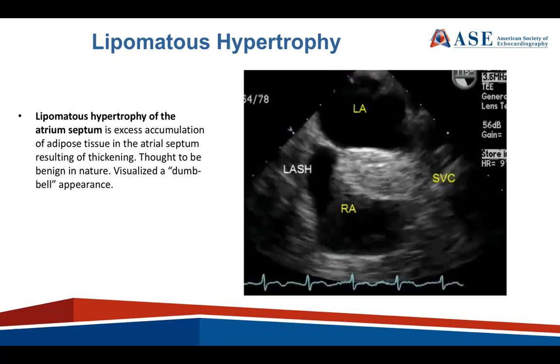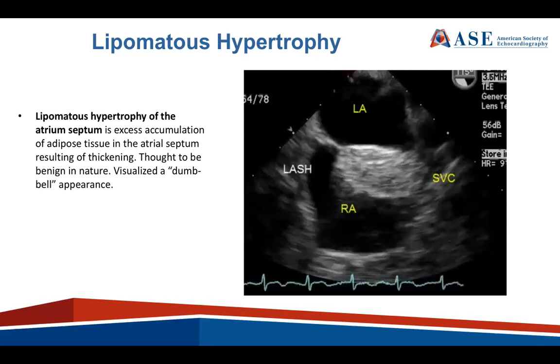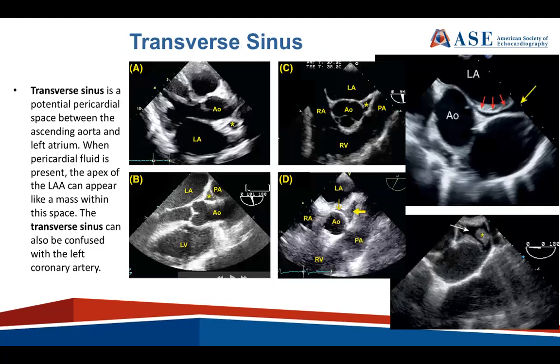This can make it challenging for structural procedures to cross the intraatrial septum. So the transverse sinus is a potential pericardial space between the ascending aorta and left atrium. And when pericardial effusion is present, when there's fluid in that space, the apex of the left atrial appendage can actually appear like a mass within the space. And it's been described as a thrombus in the past before. So just make sure that you don't get confused by this.